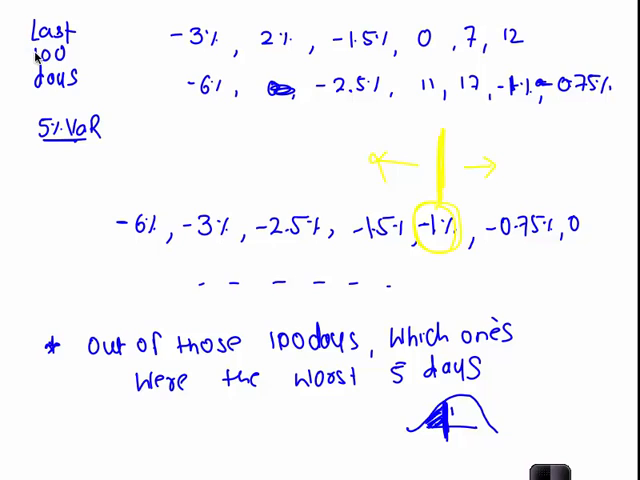Now instead of 100 days, if we had let us say 60 days of data, then 5% VaR means worst 3 days. So the worst 3 days would be 1, 2, 3, and then out of the worst, the best scenario is -2.5. So -2.5% will become your VaR. Are we doing good here?